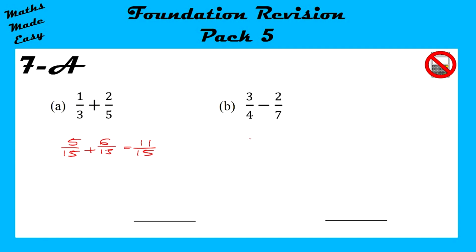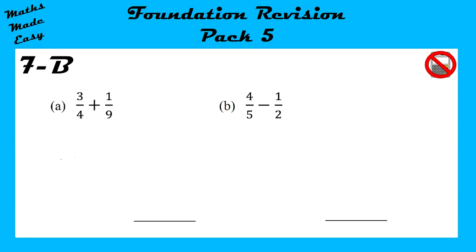Same over here with the b. 3/4 and 2/7. I'm going to give these a common denominator of 28. So this one's going to become 21 over 28. Take away 8 over 28. And that gives me 13 over 28.